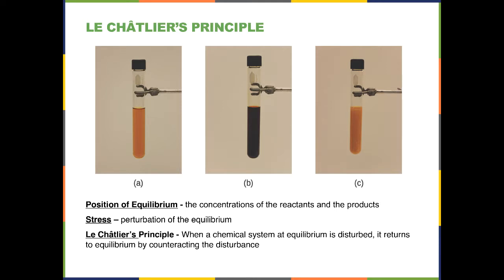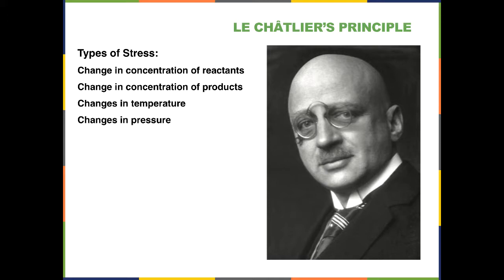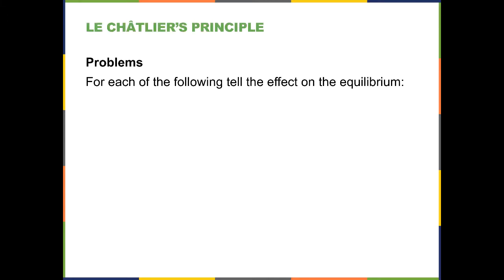Le Chatelier's principle states that when a chemical equilibrium is put under stress, it returns to the equilibrium by counteracting the stress. And the stresses include changes of concentration of reactants, changes of concentration of products, changes in temperature, changes in pressure, or addition of catalysts. So let's see the effect, and I'll just walk you through this. Let's see the effect on various equilibriums.